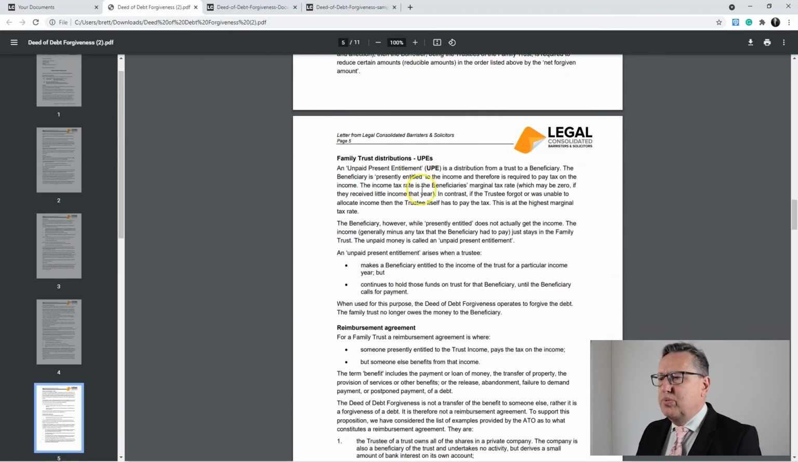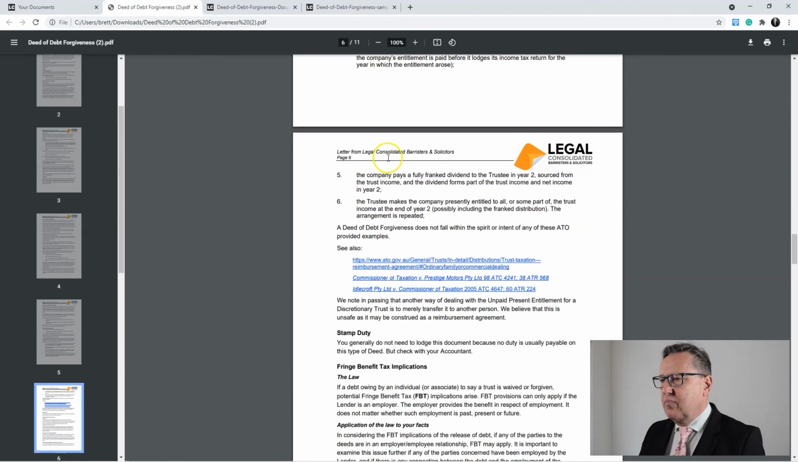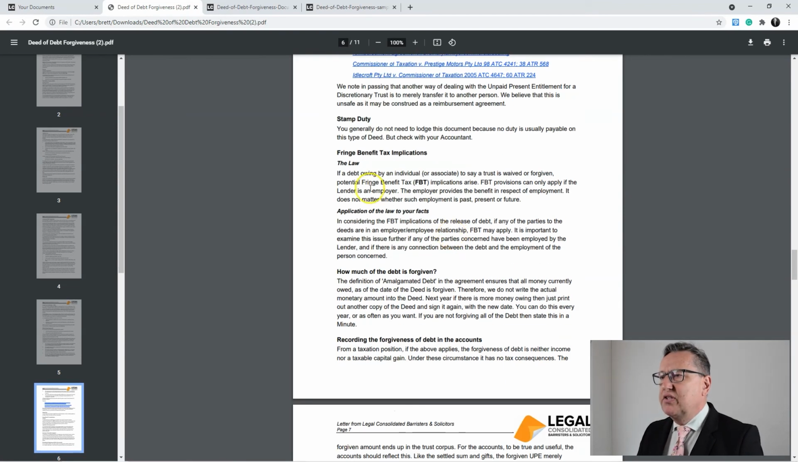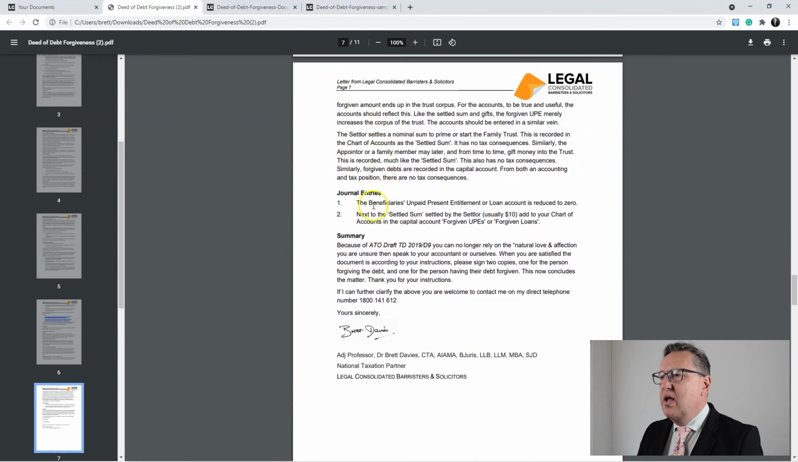Family trust distributions are covered. Why we don't like reimbursement agreements? Well, there it is. That's our legal position, the law firm's legal position on it. There's the cases which have been applied in this letter of advice. There's the FBT, the fringe benefit tax implications of a commercial loan agreement. And we've even put in the journal entries for your accountant to be able to journal the transaction. And there's a summary.